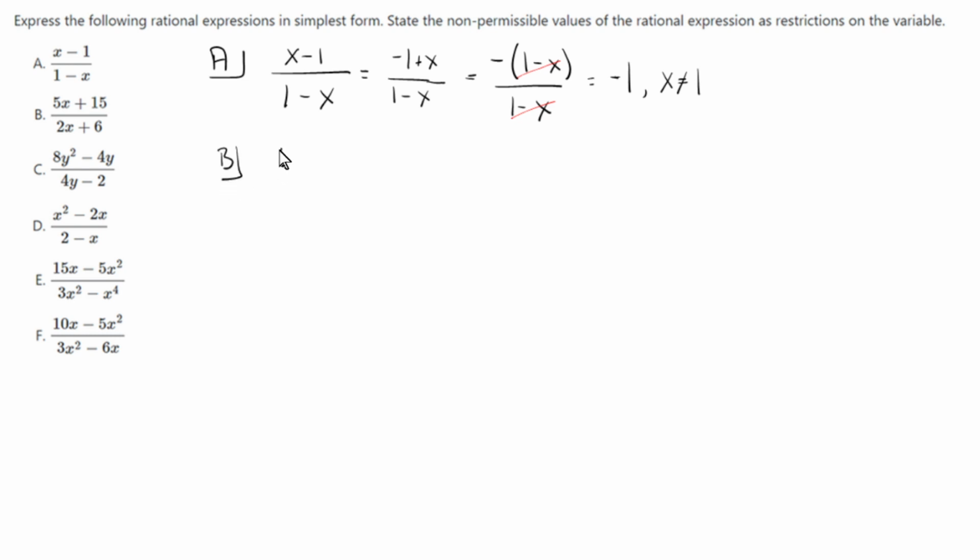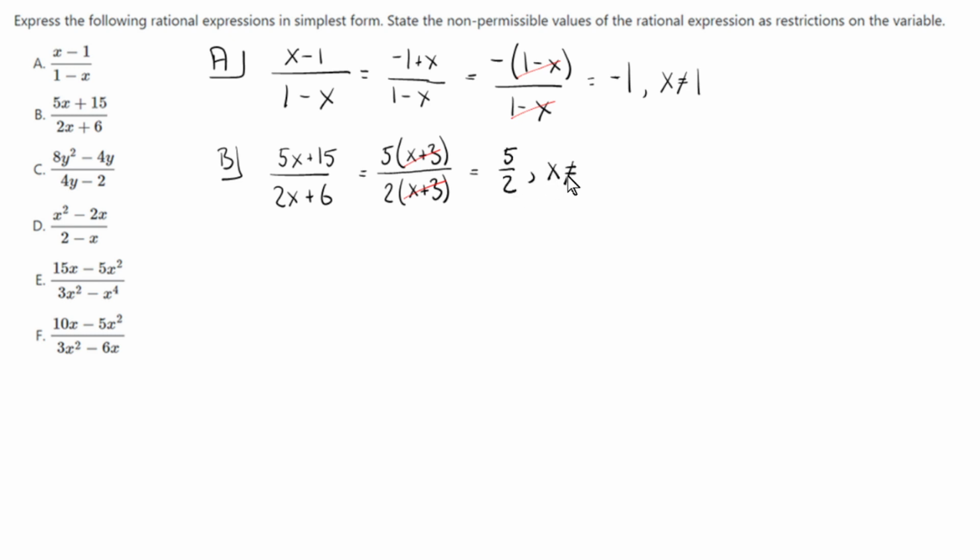In B, we have 5x plus 15 over 2x plus 6. Let's start by factoring the numerator and the denominator. In the numerator, the greatest common factor is 5, which leaves us with x plus 3. In the denominator, we can factor out 2, which leaves us with x plus 3 as well. The two binomials, x plus 3, cancel, and we're left with 5 over 2.